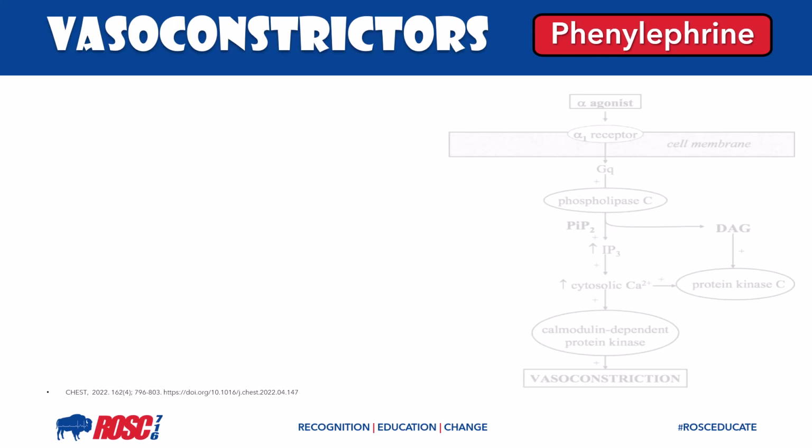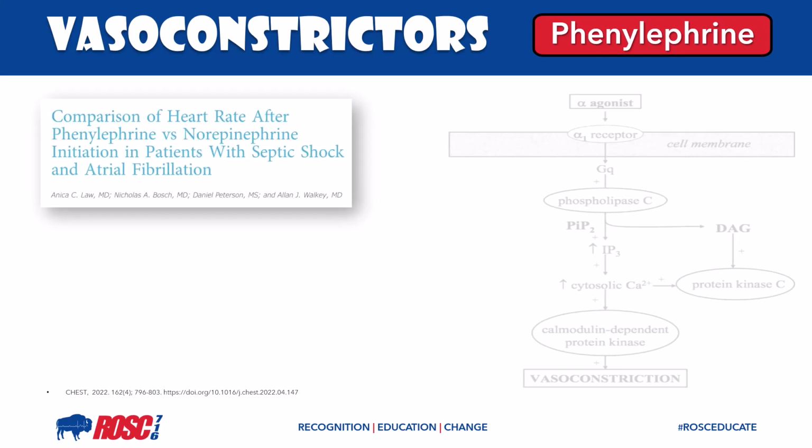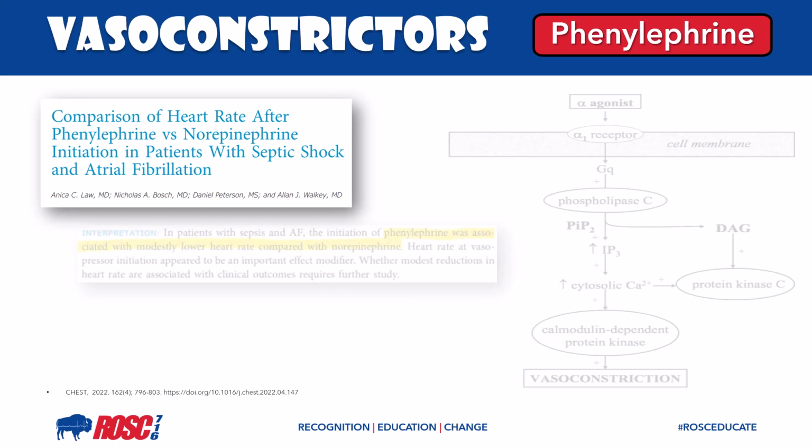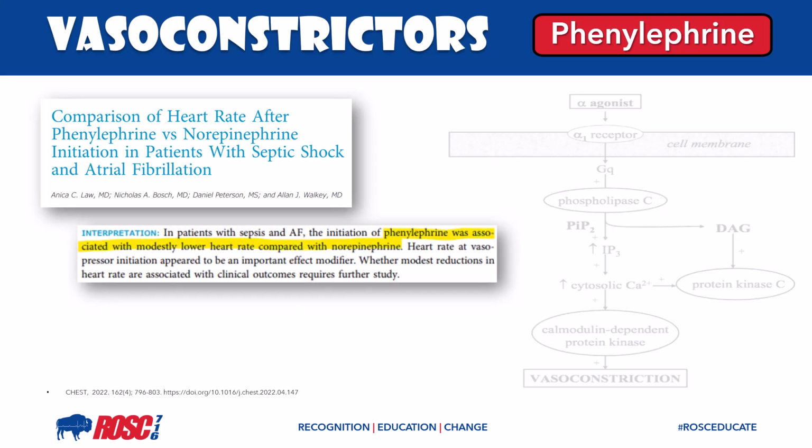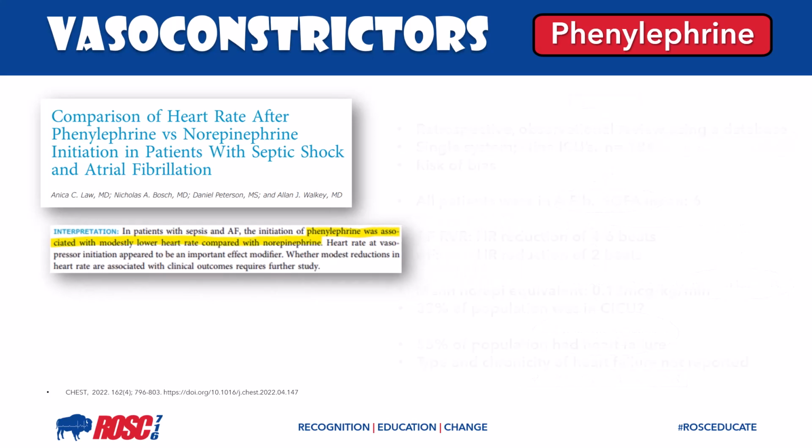So is there evidence to support this, or even to support the general use of phenylephrine? Well, not really, at least not recent literature. Now, I will say phenylephrine fans really cling to this paper that came out in 2022. Comparison of heart rate after phenylephrine versus norepinephrine initiation in patients with septic shock and atrial fibrillation. Now, if you did yourself an injustice and just skimmed the abstract, you'd be led to believe that this was a very effective outcome. As you can see here, phenylephrine was associated with a modestly lower heart rate compared with norepinephrine.